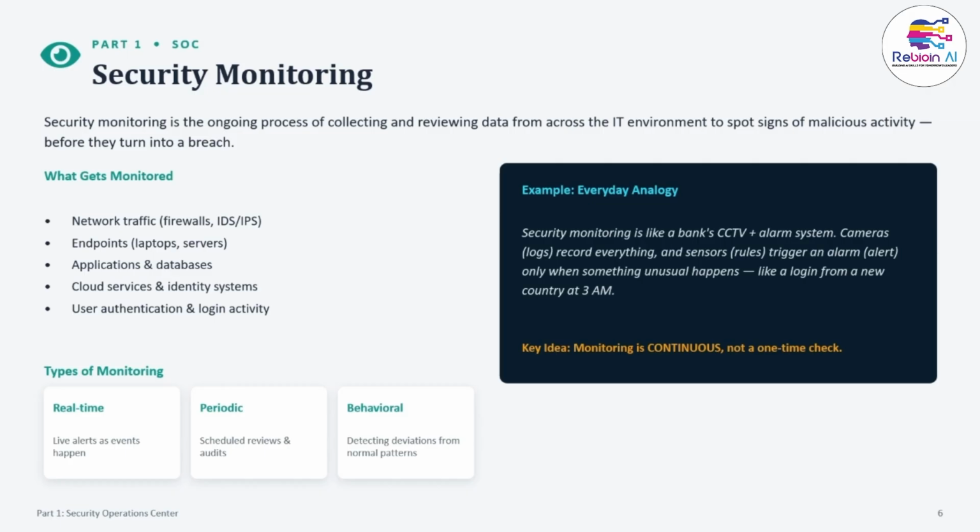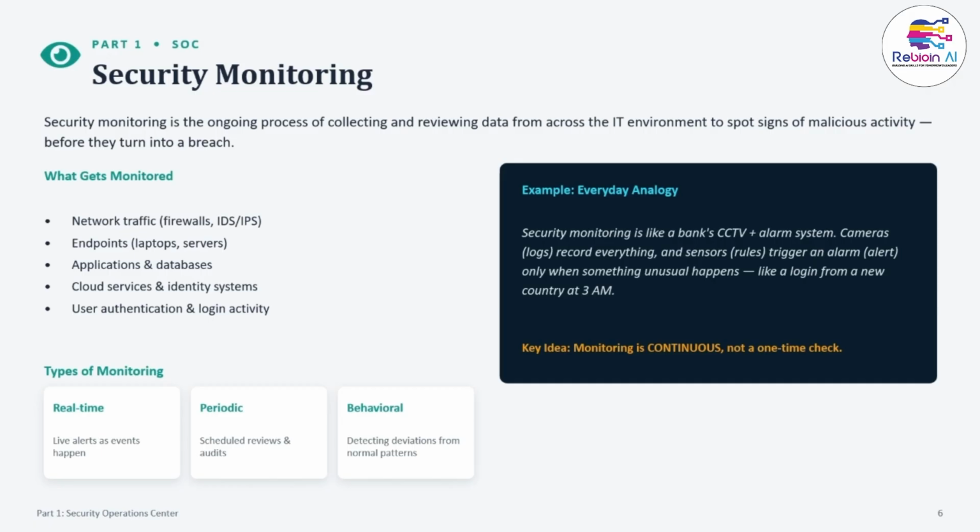Here's an analogy. Security monitoring is like a bank's combination of CCTV cameras and alarm sensors. The cameras, which represent your logs, record absolutely everything, all the time, whether anything interesting happens or not. The sensors, which represent your detection rules, only trigger an alarm or an alert when something unusual happens. For example, a login attempt from a brand new country at 3 a.m. would trip that alarm immediately.